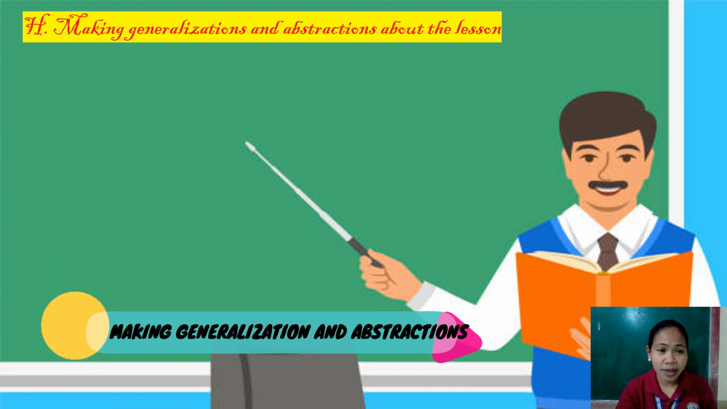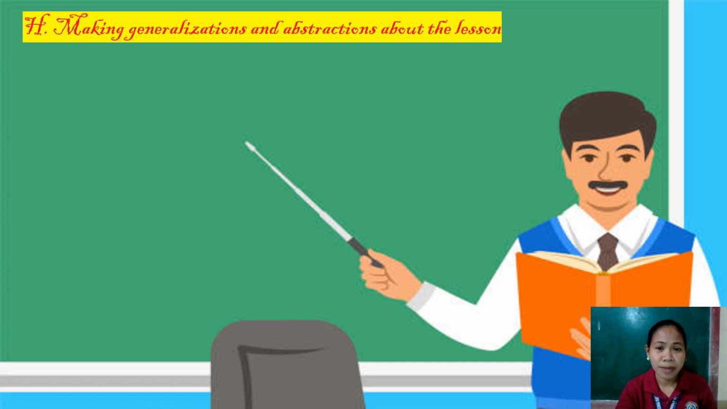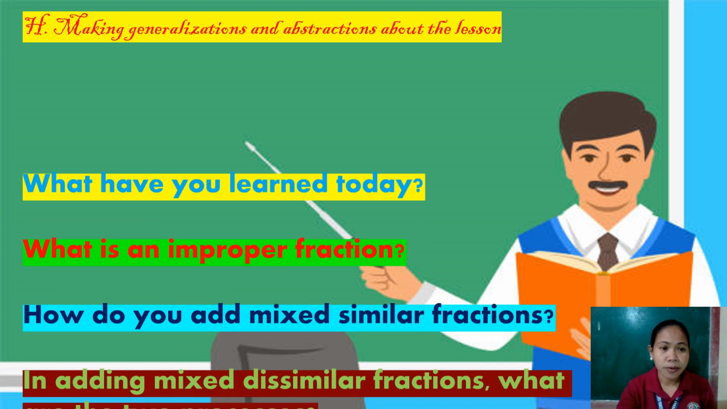My task to discuss is all about making generalization and abstraction about the lesson. The learners come up with generalizations based on what they have learned from the presentations, and apply the principle of questioning from lower to higher order thinking skills, or vice versa. These are the concrete examples.